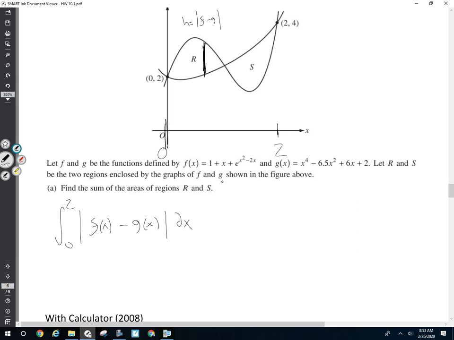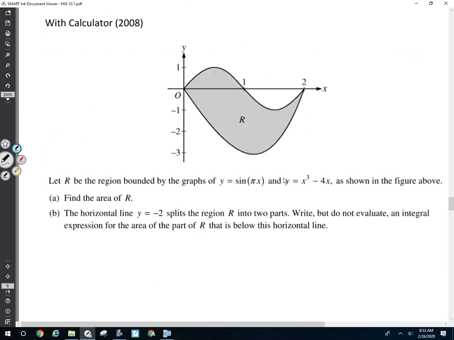2.004. And you know that's the sum of regions R plus S. You don't have to split it up. There's no need to split it up. The absolute value will take care of it. Oh, that's a good one. Part B is very important. I think your test question is going to be similar to this.